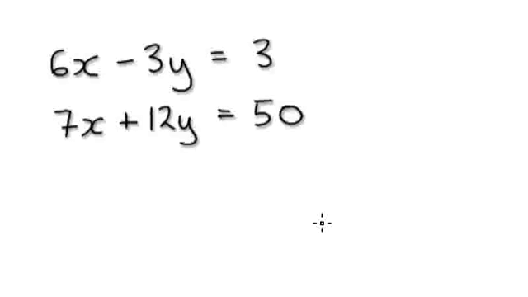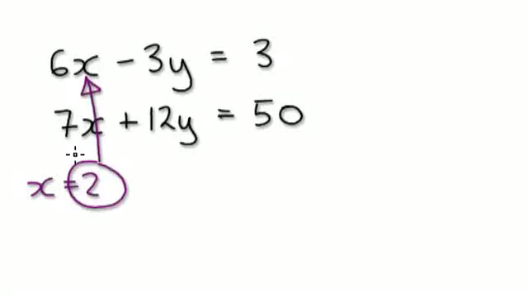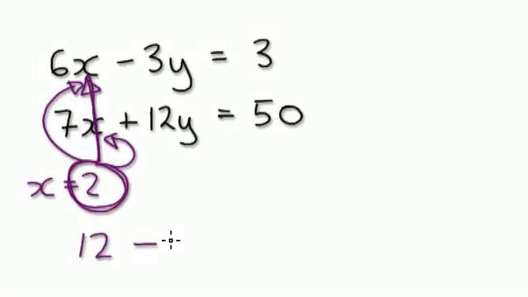So x equals 2. Now let's put this into here then. It doesn't matter whether you put it in here or in here. I'm just going to choose the easiest one. So this one put in here. This will be 12 here minus 3y equals 3.